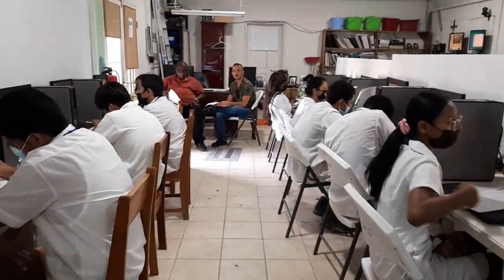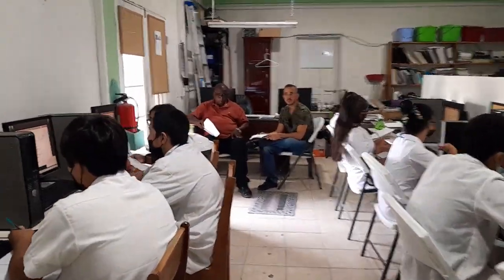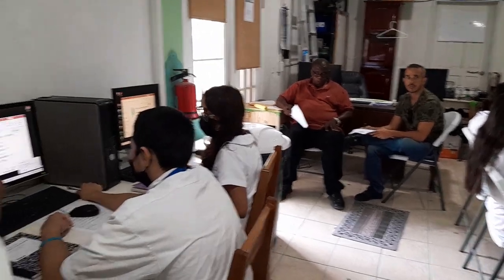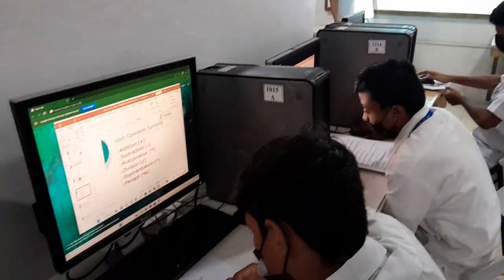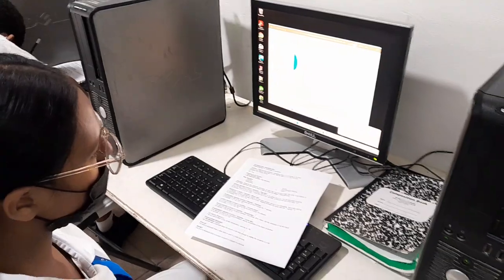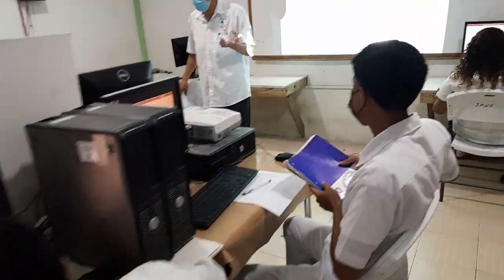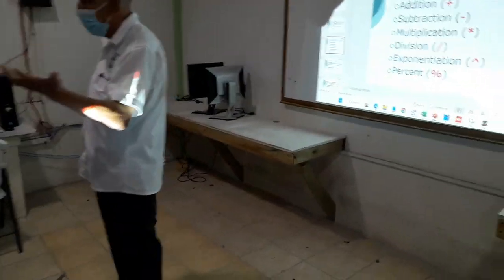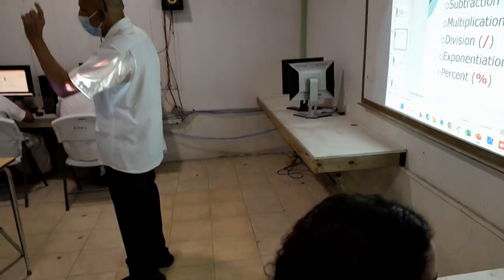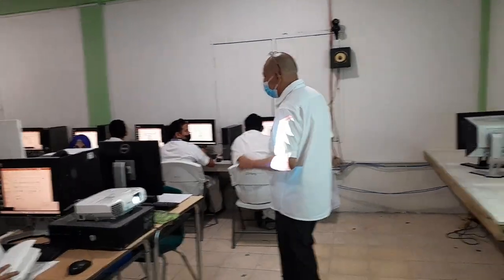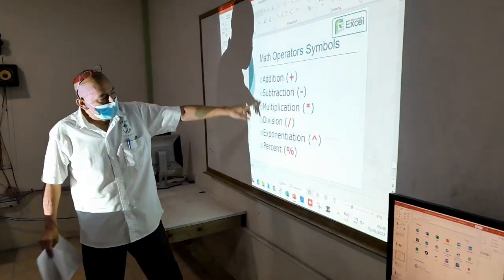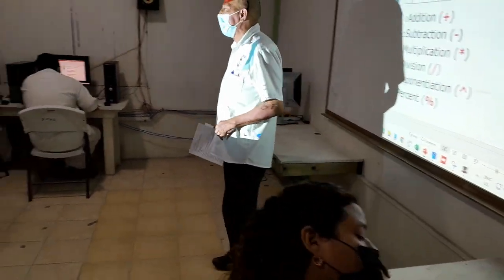Now, these math operators, you have gotten four when we did calculated fields in database. Addition, subtraction, multiplication is the asterisk. Division is the forward slash. You will now add two to these. Exponentiation. Do you know what exponentiation is? It's when you raise to powers, right? Like you have two to the third power, two squared, that's exponentiation. And in Excel, the symbol we use is called the caret.